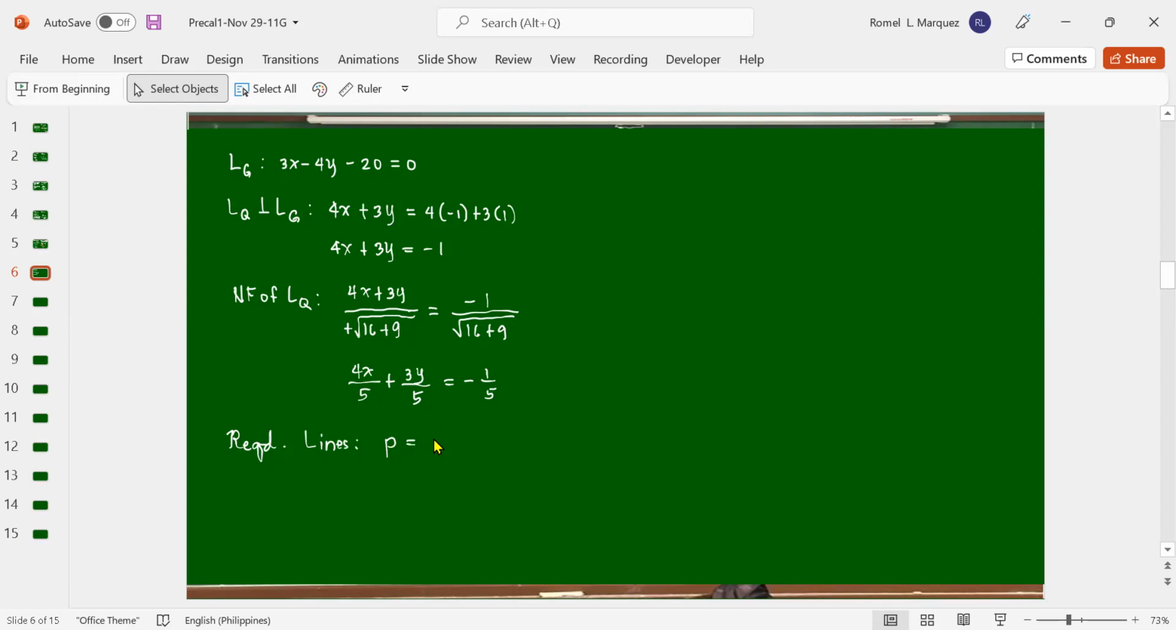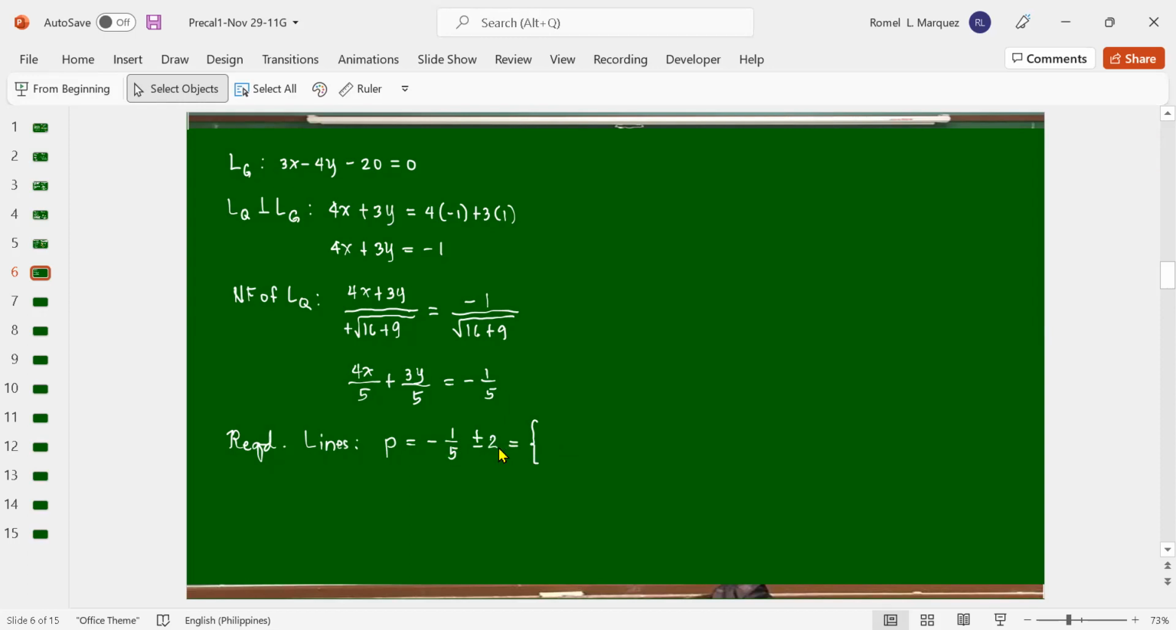So P is equal to what? Guys, again, copy the P of LQ. We move forward. How many units? 2, no? Move backward, so minus 2, to get what, guys? So what's the answer, guys?